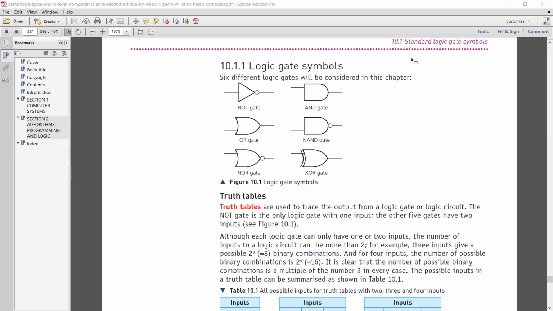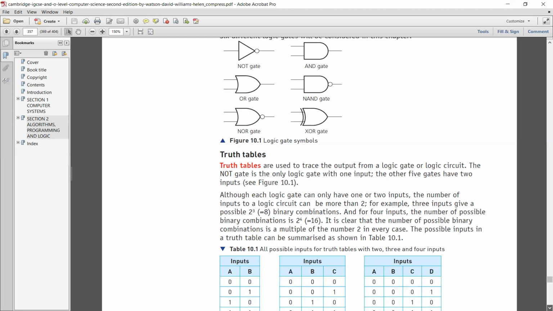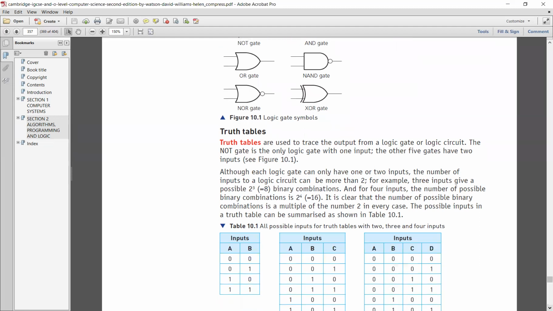One more important thing is the number of outcomes, which depends upon a formula. There's 2 to the power n, where n is the number of inputs that are given to the circuit or to the gate. If there is one input only, as in the case of the NOT gate, then you will be getting 2 possible outcomes. If there are 2 inputs given to the gate or the circuit, then you'll be having the total outcomes as 4. So the formula is very simple: 2 to the power n, where n is the number of inputs to the gate or to the circuit. I hope that it's very much clear to you.